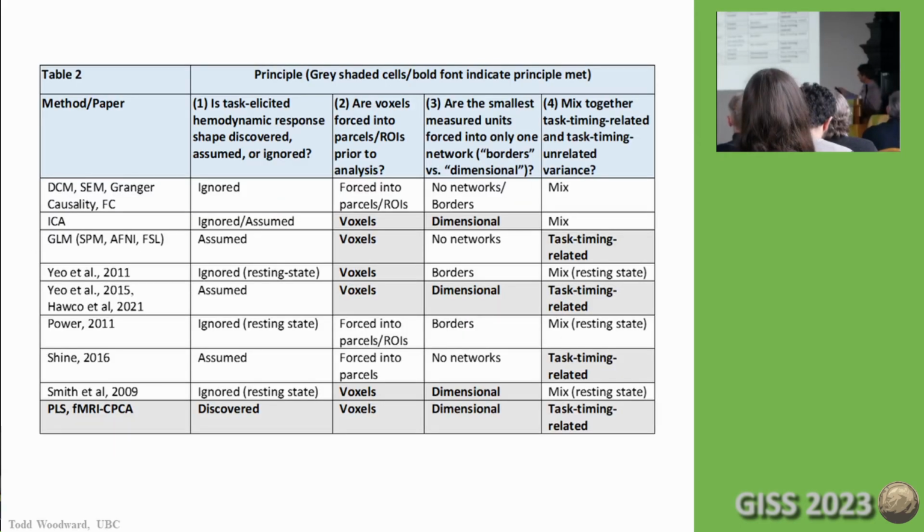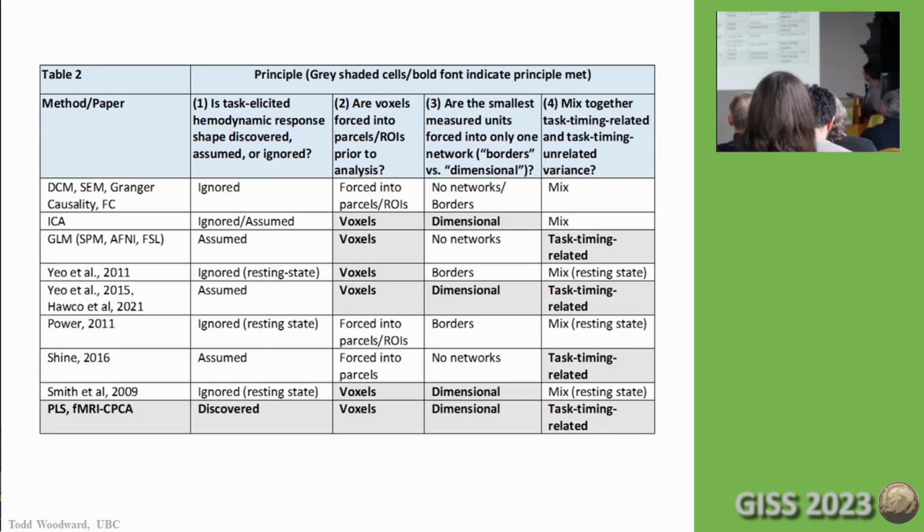But what this does, I'm showing here, we have these principles. Many methods mix together the task timing related and task timing unrelated variance. So does this method actually focus on the variance that you can extract from the task timing, or does it just mix them together? Whatever's due to the task and not task is just mixed together. So I have DCM, structural equation modeling, Granger causality, functional connectivity, the general linear model, the univariate analysis. These are just a few papers that have parcellations or a summary of multiple tasks. Anyway, so I have the things that we talked about.